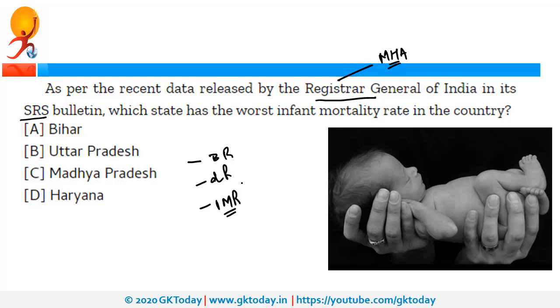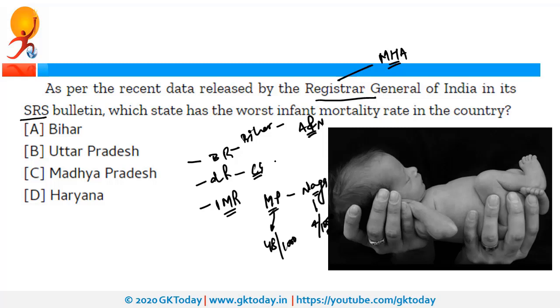So in terms of infant mortality rate, Madhya Pradesh had the worst infant mortality rate, while Nagaland had the best. Madhya Pradesh had an infant mortality rate of 48 per thousand and Nagaland had a rate of 4 per thousand. In terms of birth rate, Bihar was on top while Andaman and Nicobar was at the bottom. In terms of death rate, Chhattisgarh had the highest death rate while Delhi had the lowest. So now coming back to the question, which state has the worst infant mortality rate in our country? Madhya Pradesh has the worst infant mortality rate in our country.